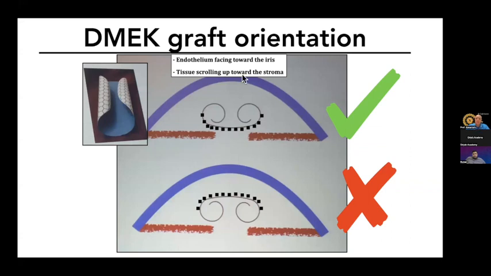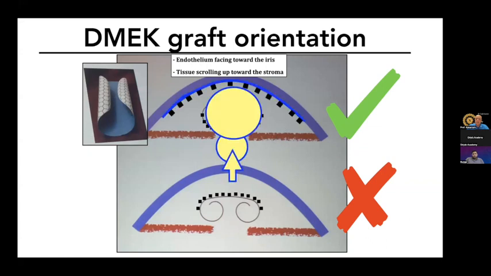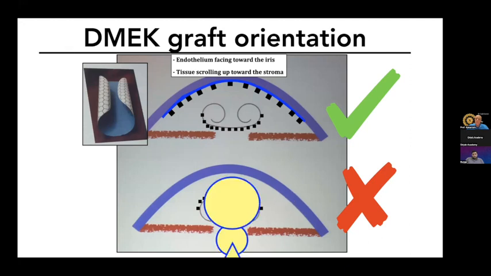This is the proper orientation of the DMEK graft in the anterior chamber. You should have your DMEK graft like this, the endothelium facing toward the iris, and the tissue scrolls facing toward the stroma. This is the correct orientation. If you have the reverse, the endothelium facing the stroma, you will be having an upside down graft. So if you have your scroll like this, and you start unfolding it and injecting air, you will have the DMEK graft in a proper orientation. But if you have this orientation and you start unfolding it, you will be unfolding it in an upside down configuration.